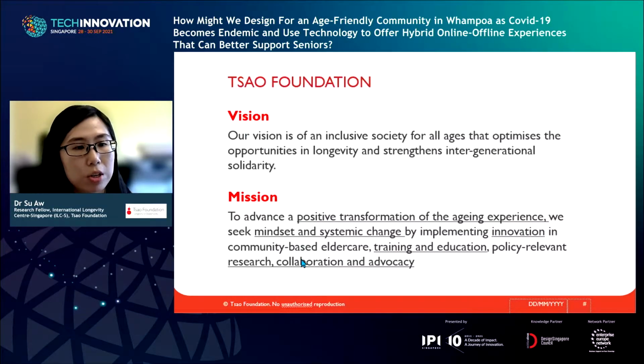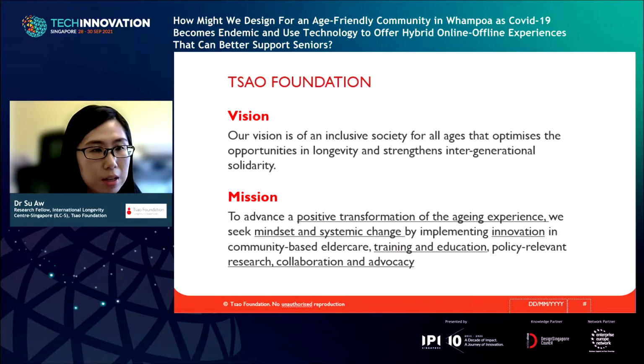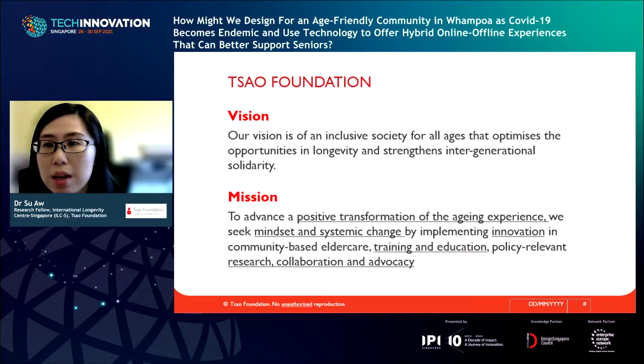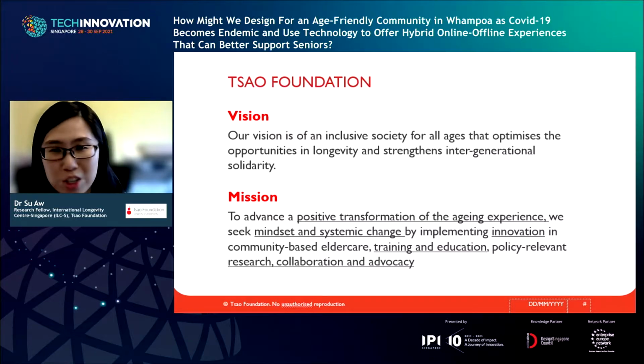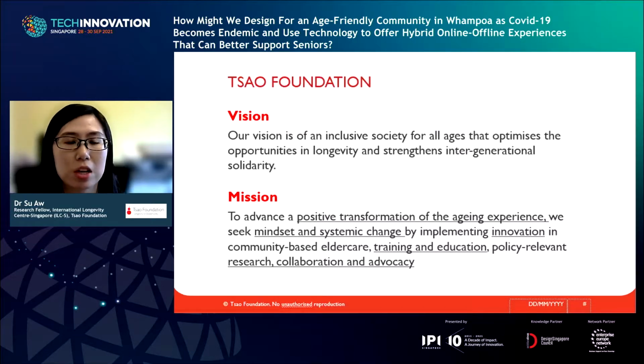At SAL Foundation, we are a non-profit organization. We have been around since 1993. And at SAL Foundation, we believe that longevity is opportunity. So we actually want to transform aging experiences to something that is positive for older people. And we seek mindset change and systemic change by doing three things.